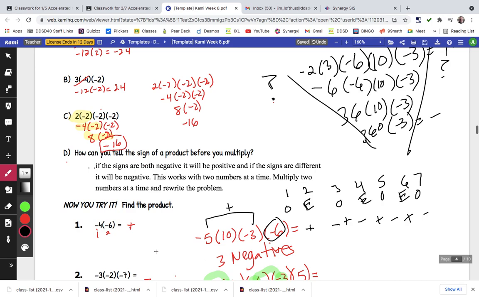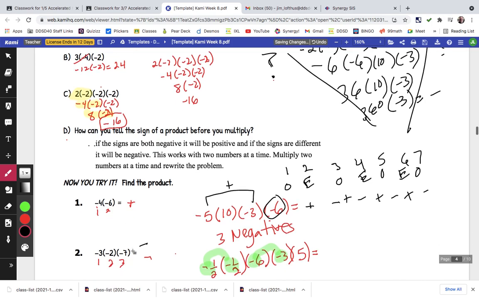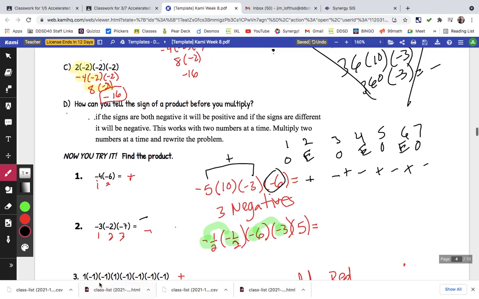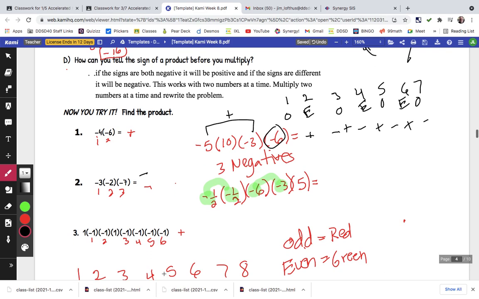So we know this one is -3 times -2 has 3 times -7 has 3, so that means it's going to be negative. This has 2, that's positive. 1, 2, 3, 4, 5, 6. 6 negatives goes to positive.